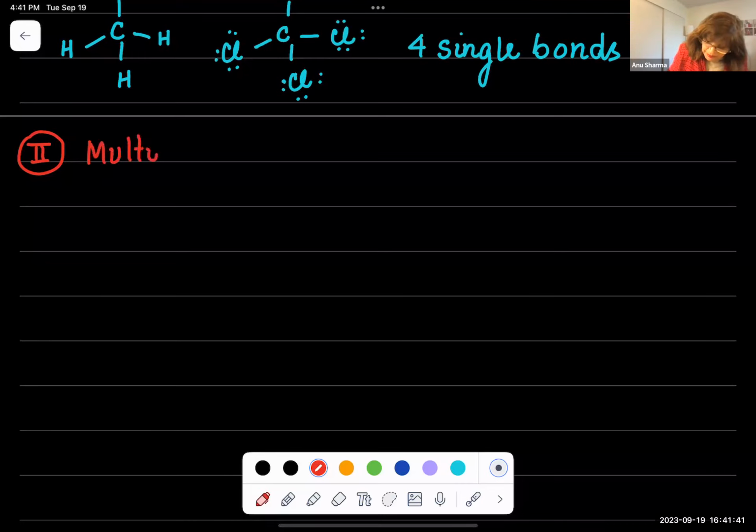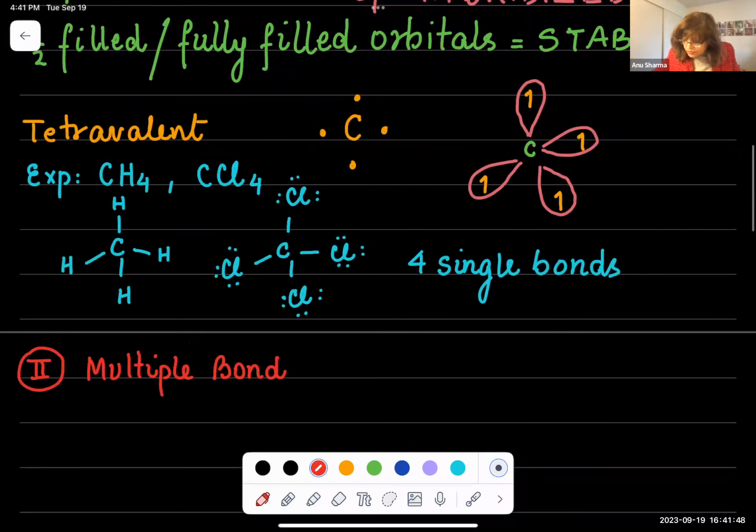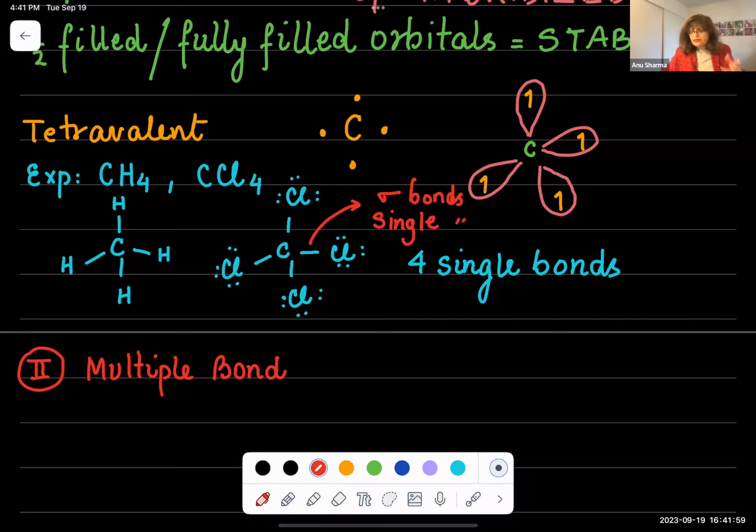Okay, so multiple bonds are like, in the first case, these were just what are called sigma bonds. And sigma bonds are what? These are the single bonds. Single bonds are also called sigma bonds. So 4 single bonds in both the cases.